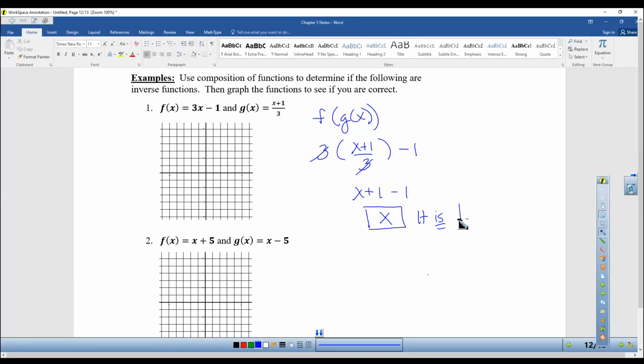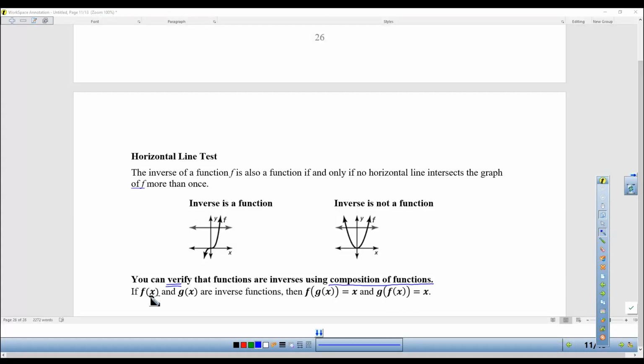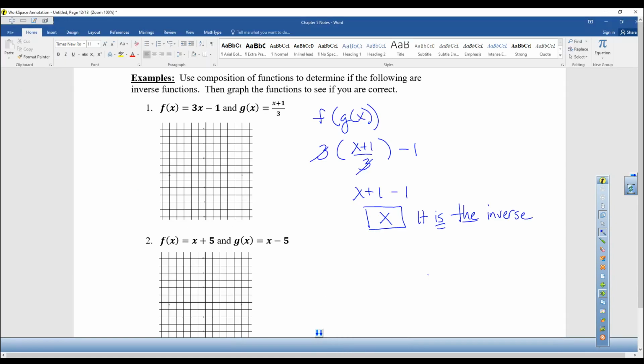Not just an inverse function. It is the inverse. So if you're trying to decide if something is an inverse function or not, you can compose them together. And sorry, that just does not want to write. You can compose them together. And if you get x, then you know that they're inverses. If f and g are inverse functions, then f of g of x is equal to x, or you could actually compose them backwards and you should still get x, which is what we'll do on the next one.